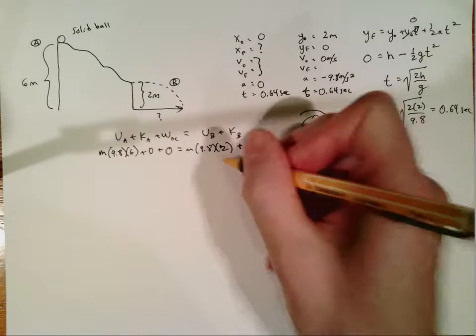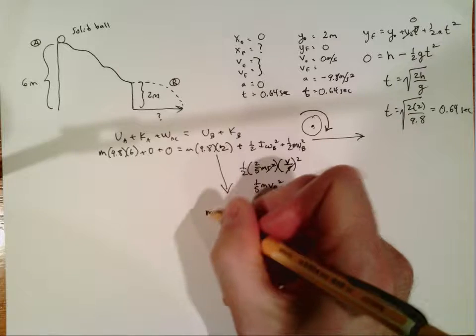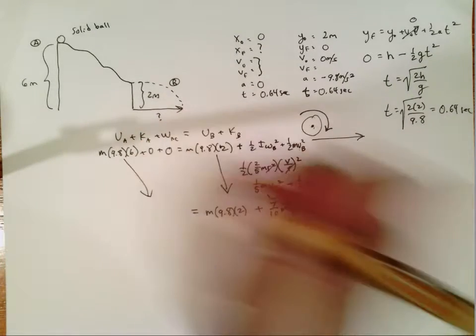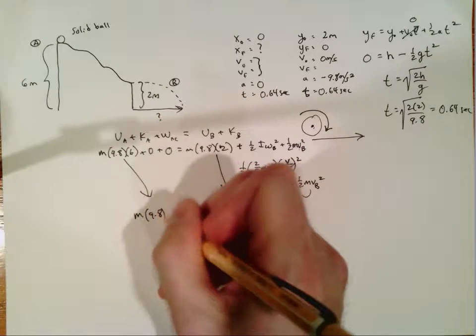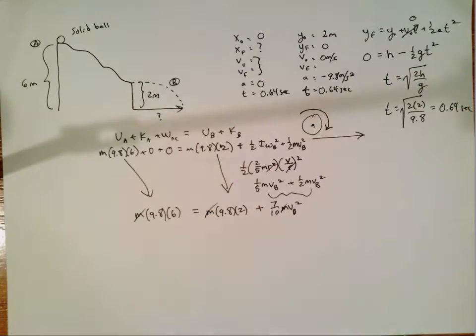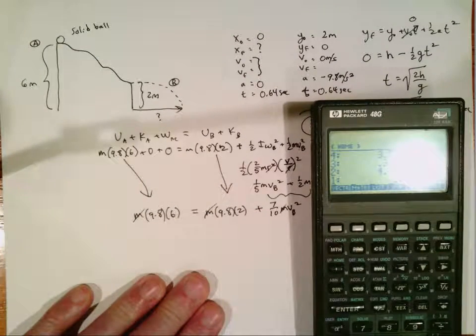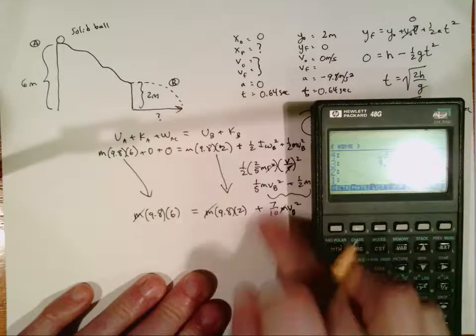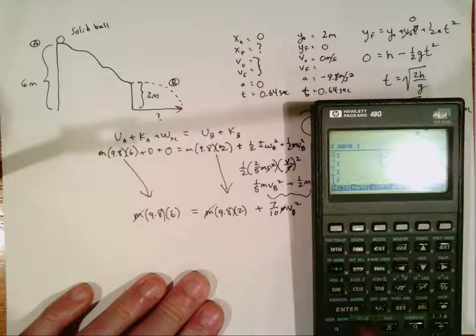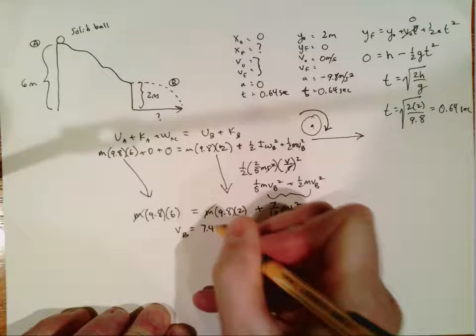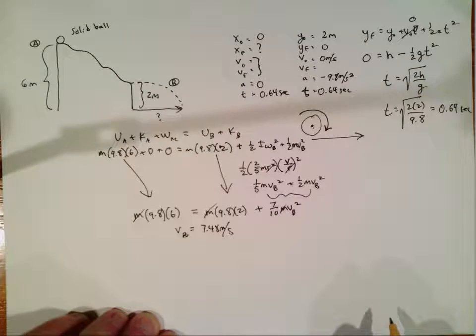Let me just bring down the other elements that I sort of left behind. Here we had m times 9.8 times 2, and on the other side of the equal sign we had m times 9.8 times 6. And now we can see that the masses all cancel out, and it's just a matter of calculation here. So 6 minus 2 is 4 times 9.8 times 10 divided by 7, and I'm going to take the square root, and I get 7.48 meters per second. So the speed is 7.48 meters per second when it comes off the ramp.